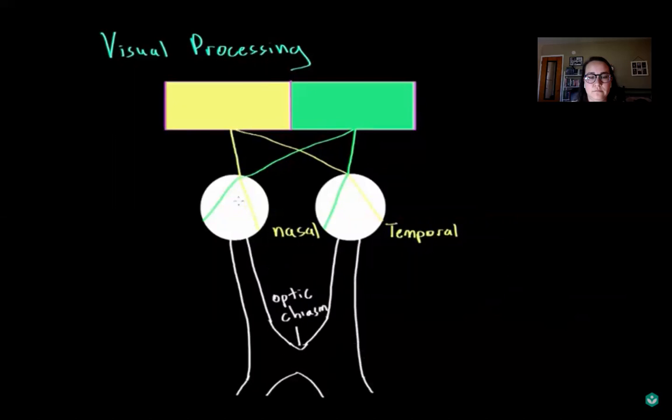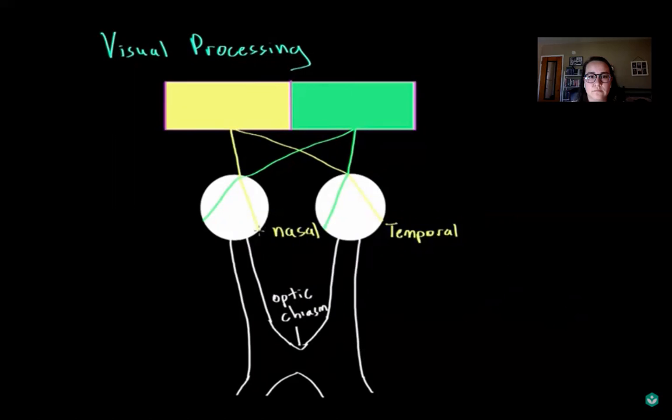Let's look at how this information is transmitted to the brain through the optic chiasm. The retina is lining the back of the eyeball, and we had this yellow ray of light hit the nasal side of the left eye, and it hit the temporal side of the right eye. So let's go ahead and trace this information to the brain.